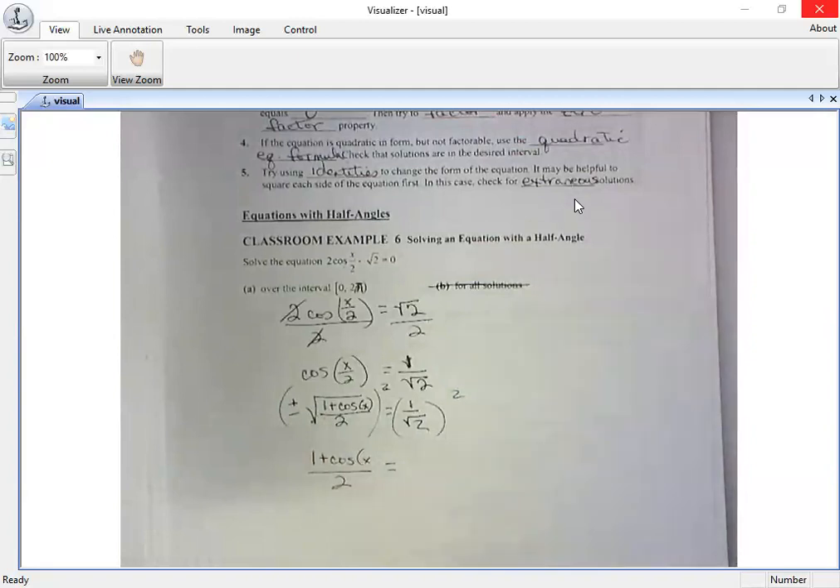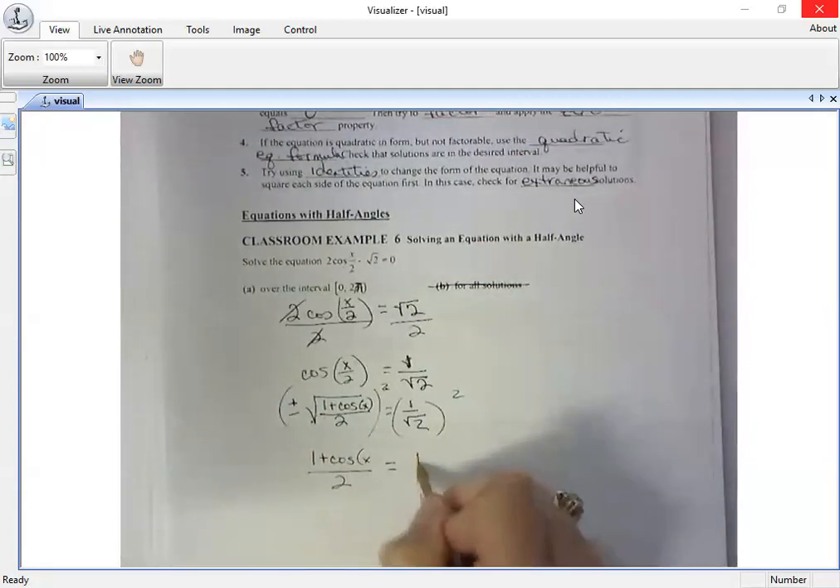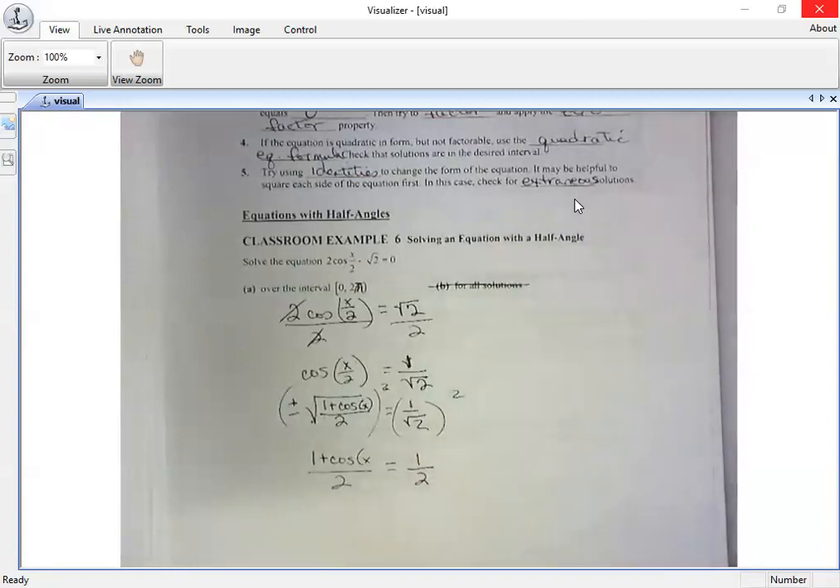1 over 2. You got it. Very good. Because I square the numerator and I square the denominator. And when I square the square root of 2, it just turns into 2. So 1 plus the cosine of angle x divided by 2 is equal to 1/2.